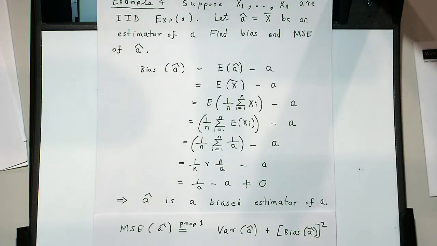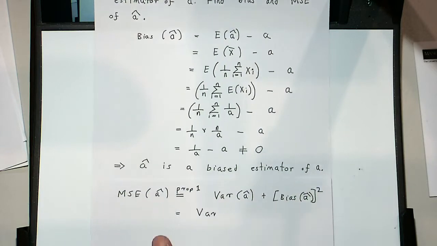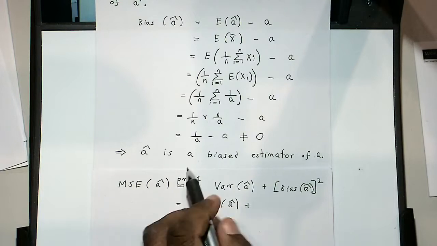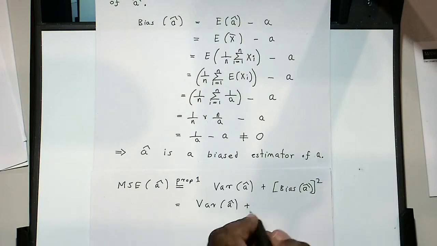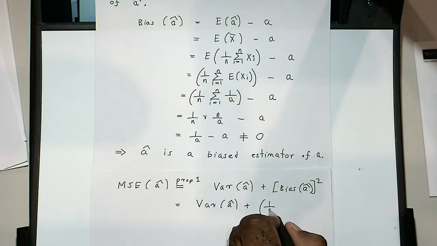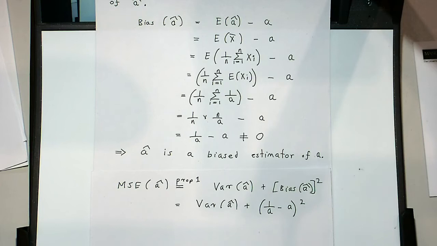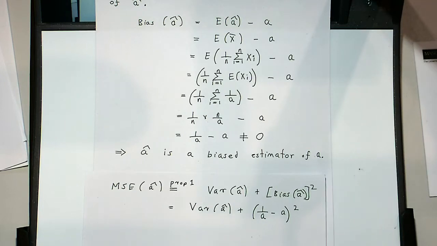Yeah. So this is the variance of a hat plus the bias. This is the bias, right? So I'm going to put it here. You follow me? So to find the variance, you just do the same thing as before. We are taking a hat to be the sample mean.